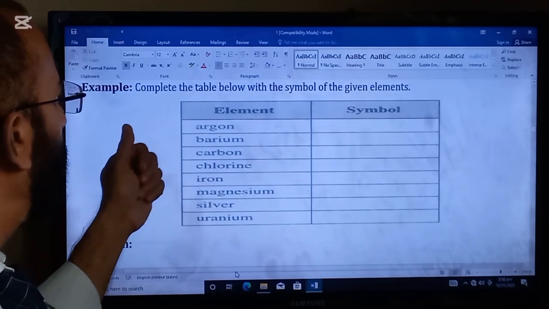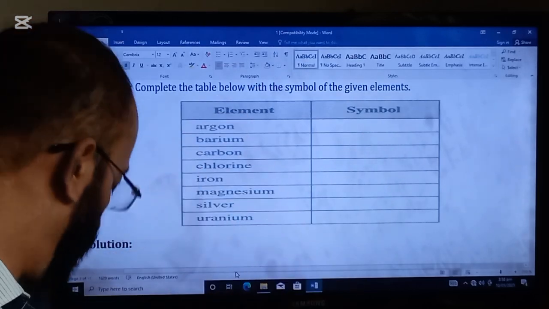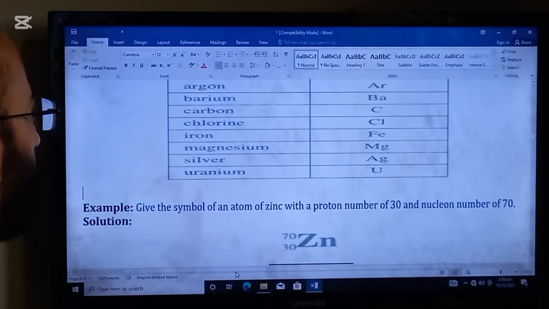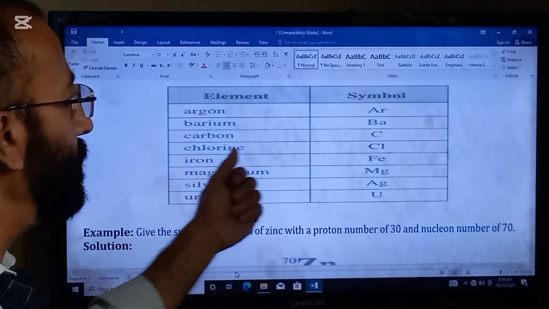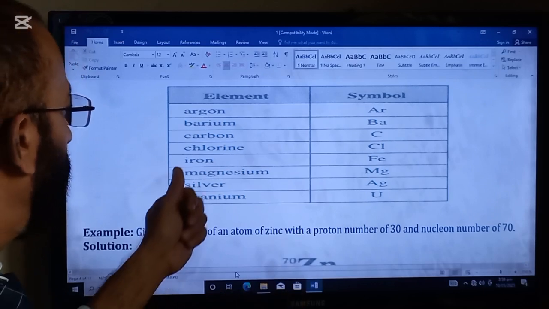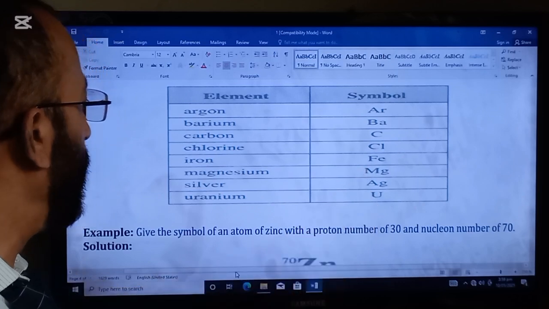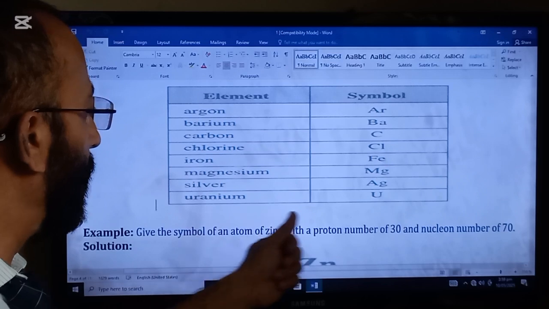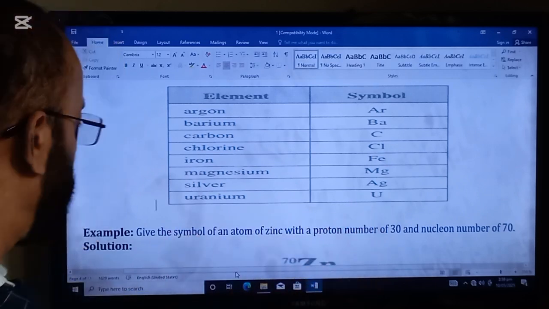Another example is here. Complete the table below with the symbol of the given elements. And here is a table. And from the periodic table, we can solve it. Argon's symbol is Ar. Barium symbol is Ba. Carbon symbol is C. Chlorine symbol is Cl. Iron symbol is Fe. Magnesium symbol is Mg. Silver symbol is Ag. Uranium symbol is U.